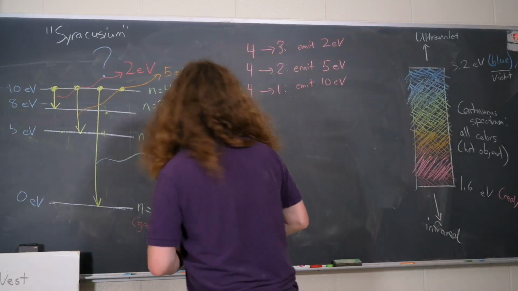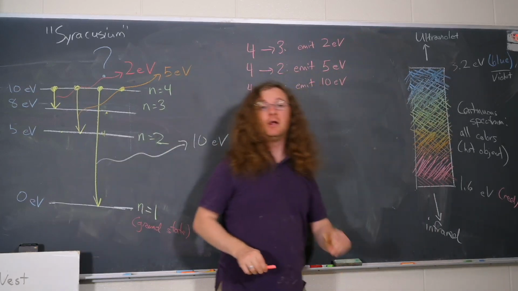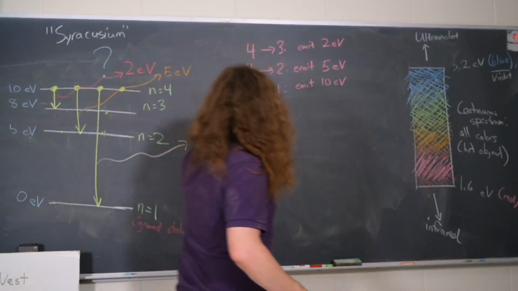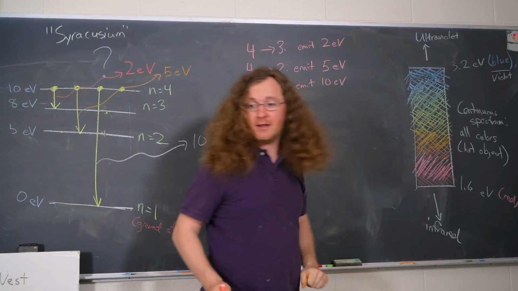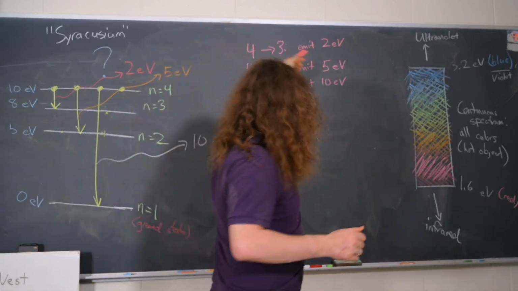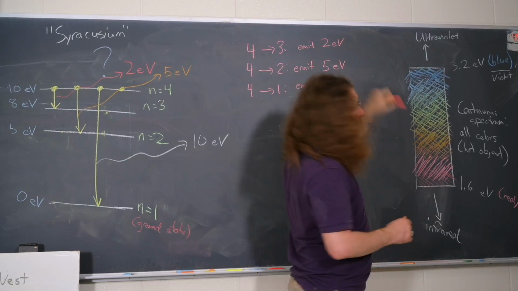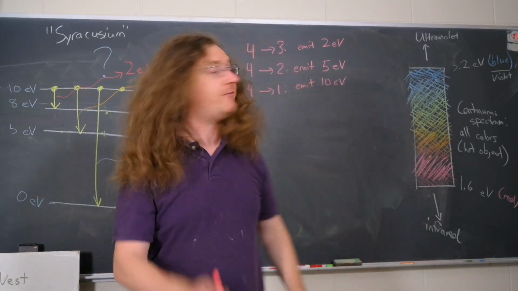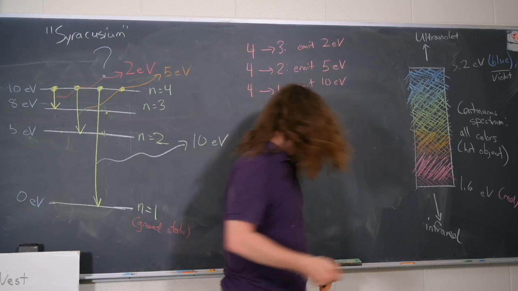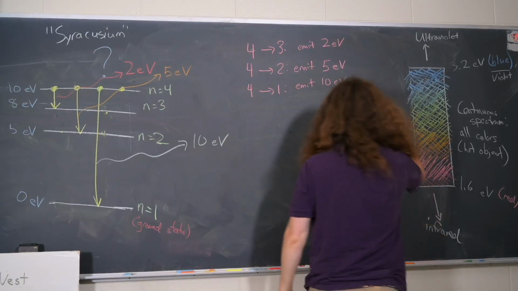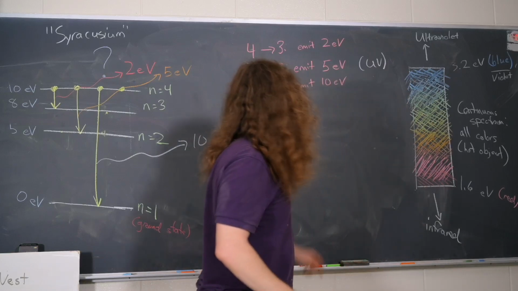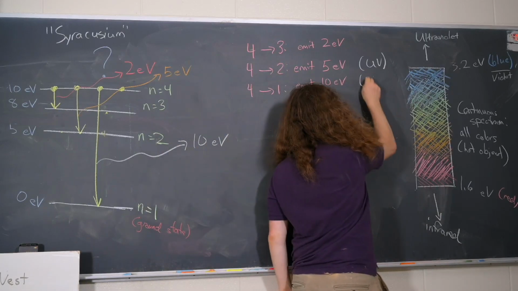And Porpoise has started comparing them to here. So yes, that's the next step, right? 4 to 3 is 2 electron volts, so that's a certain color. They haven't said that one. They've said that 4 to 2 is outside the visible spectrum. This is the next step. So this one is ultraviolet. 4 to 1 is very definitely ultraviolet.